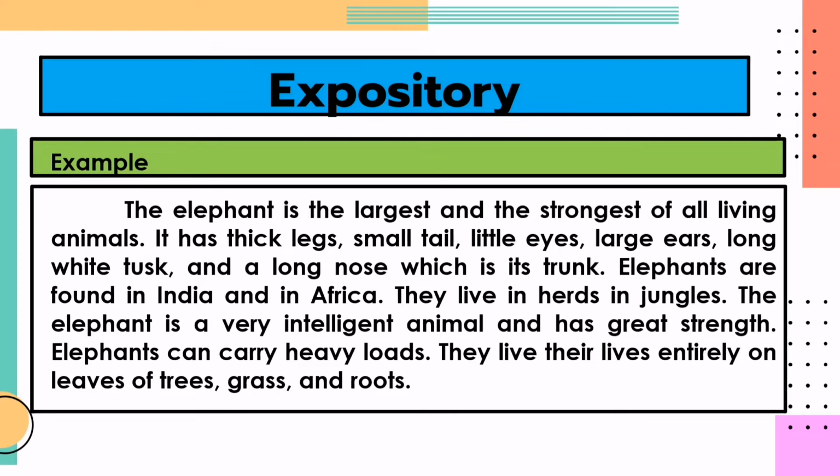So in this example, nag-provide siya ng information tungkol sa elephants. So this is an example of expository text. Kasi nabibigay lang siya ng information. The purpose is to explain, to inform.